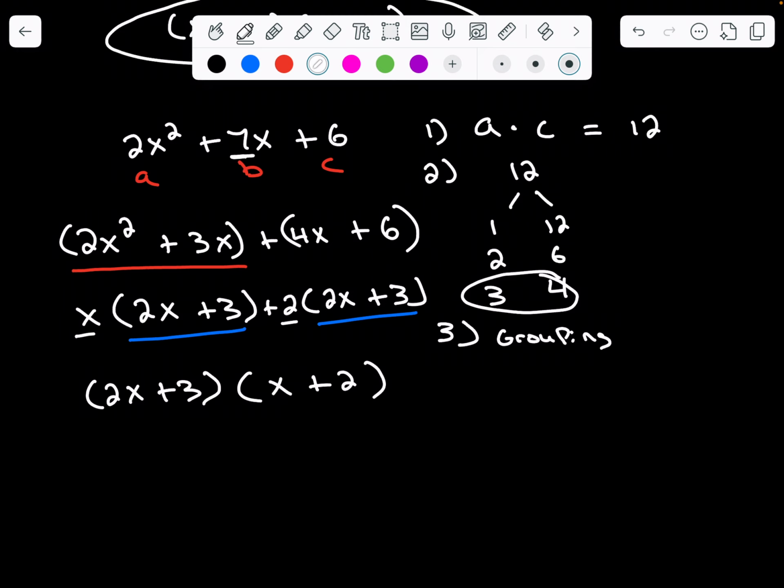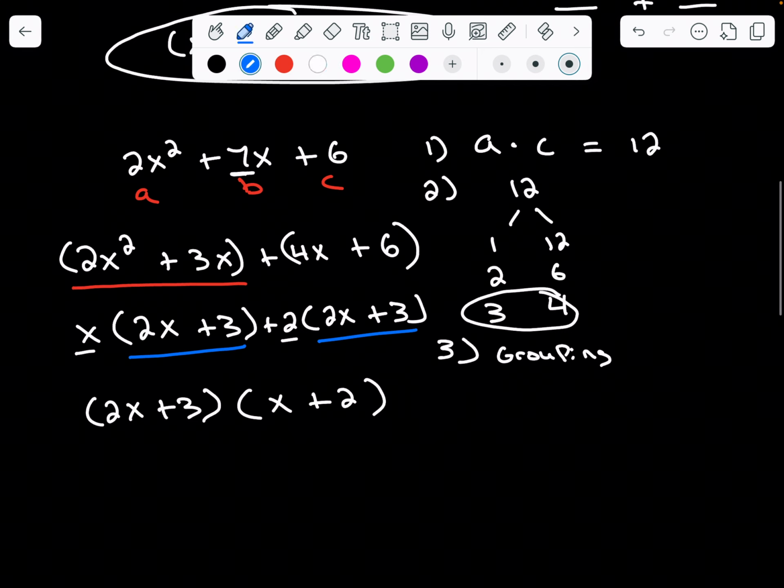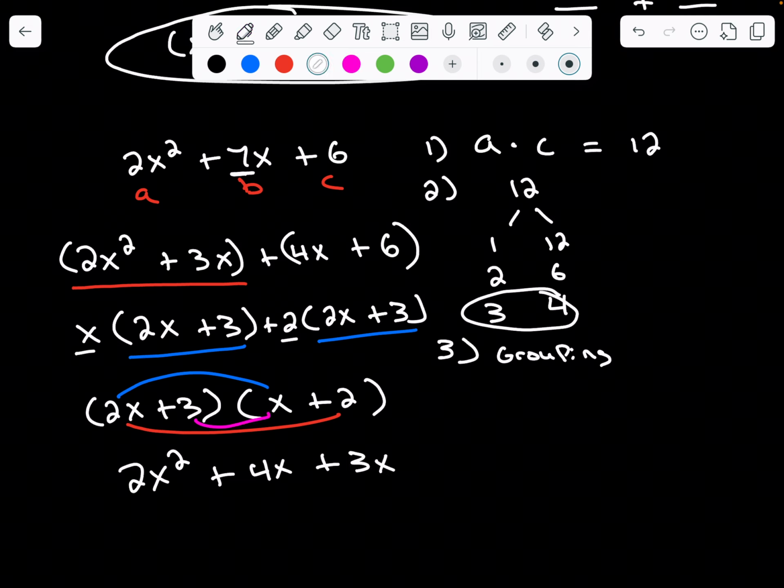Okay, so to make sure that we are on the right track, we do always want to make sure that we FOIL. So let's do this. Let's multiply our first term, 2x squared. And then we are going to do first, outside, plus 4x, inside, plus 3x, and then last, plus 6.